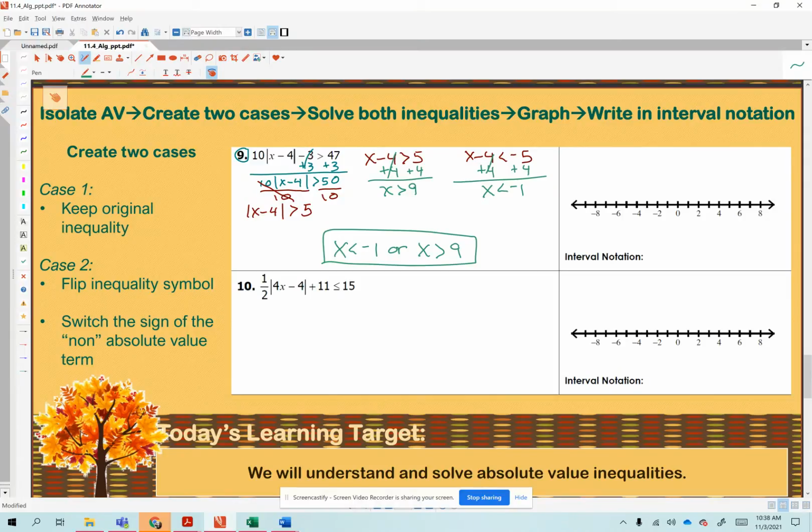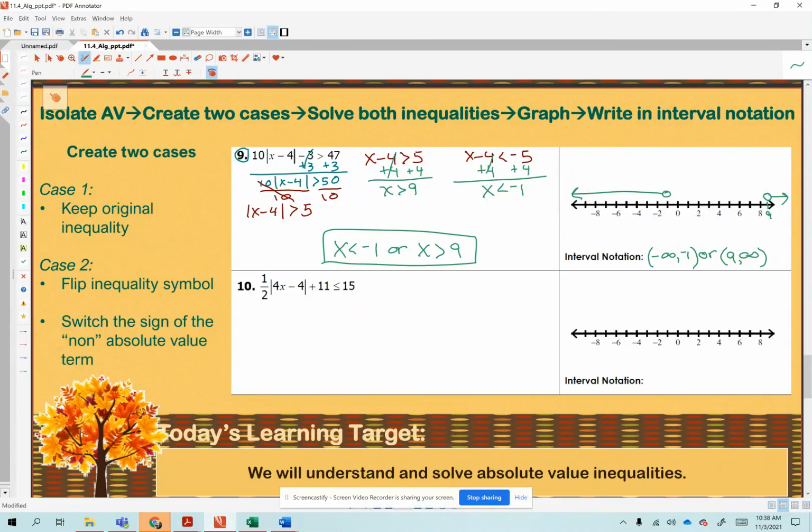So open circle on -1, open circle on 9, which our graph isn't quite big enough. There's my 9. And our interval notation, -infinity, comma, -1, parenthesis, because we have an open circle, and again parenthesis for that open circle, 9, comma, infinity, parenthesis. And we are finished.